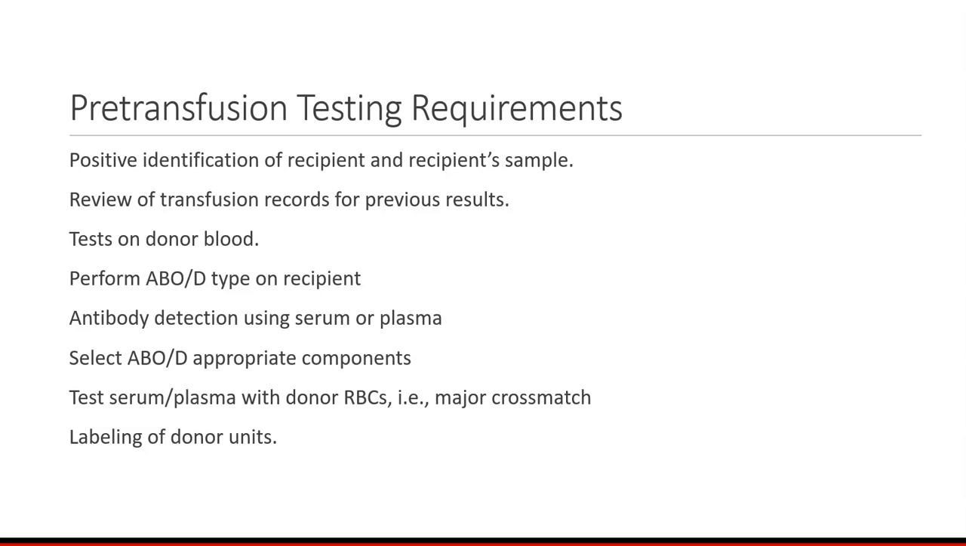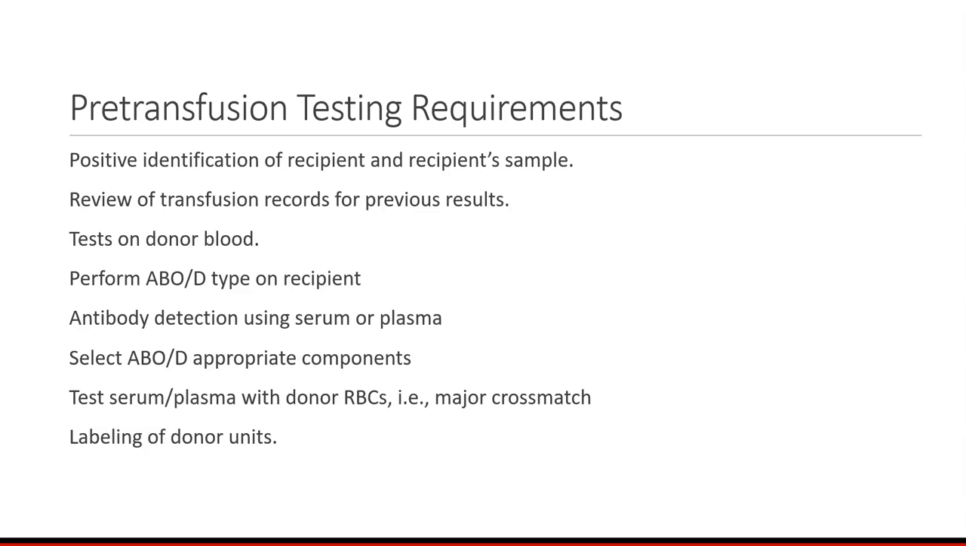Review of transfusion records for previous results. We'll talk about the importance of this, but if you have a history on a patient, that kind of gives you a jump start whether or not you have a problem or not. Tests on donor blood are done at the donor center, but there are some tests that must be done in the transfusion service. You must perform an ABO/D type on the recipient, antibody detection using serum or plasma from the patient. You must select ABO/D appropriate components.